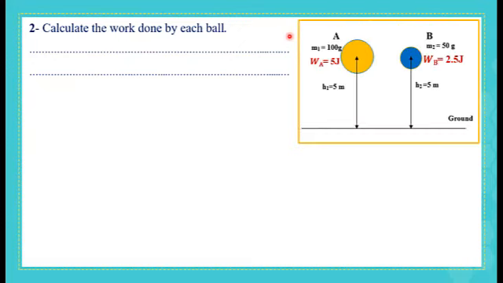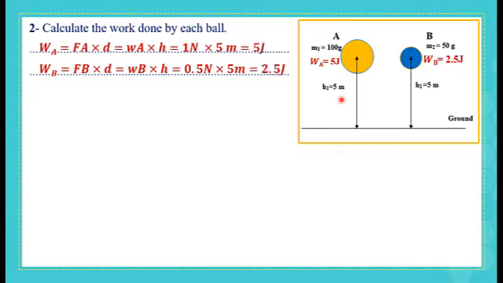Calculate the work done by each ball. For sure, let's start with the formula. Work will be equal to the force done multiplied by the distance or height. Here, work will be equal to force, which is weight, multiplied by 5 meters. So for A, the work done by A will be 5 joules, while that of B will be 2.5 joules.